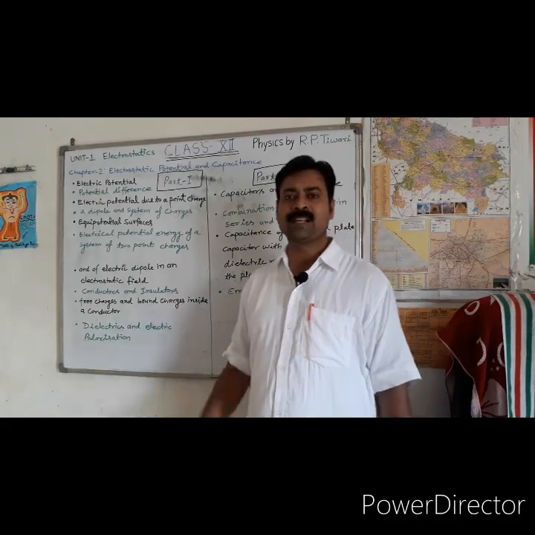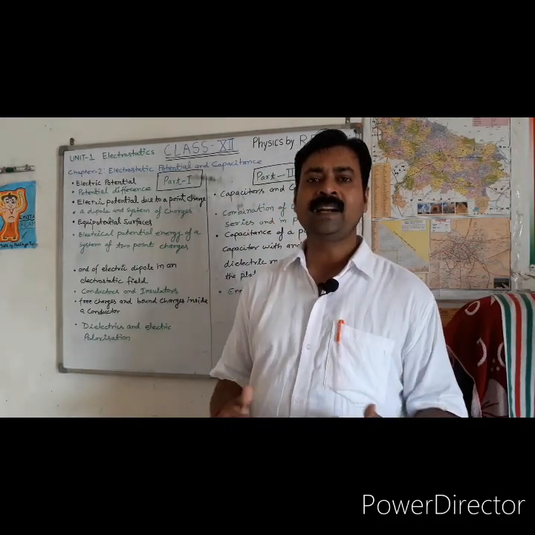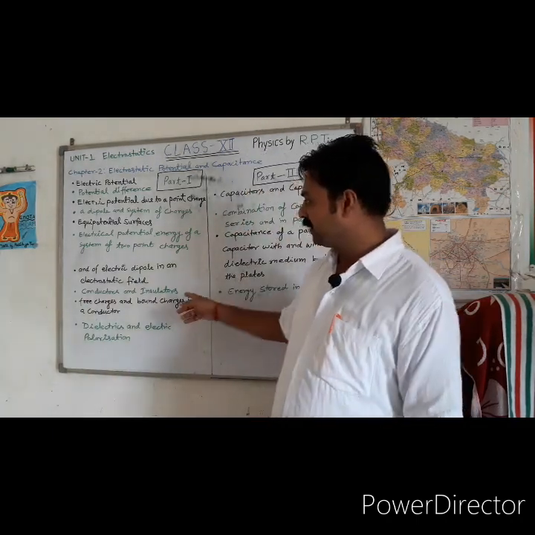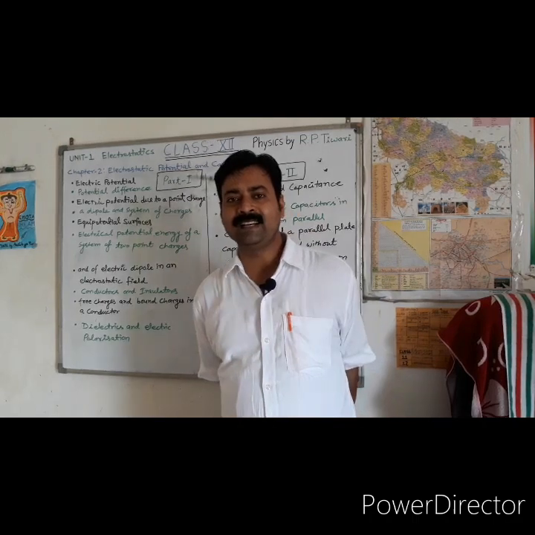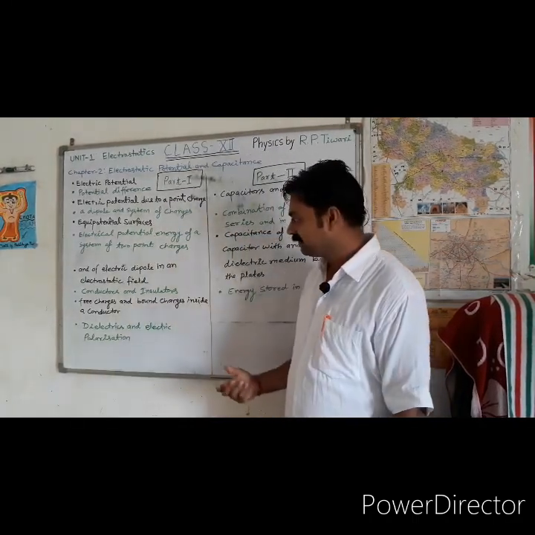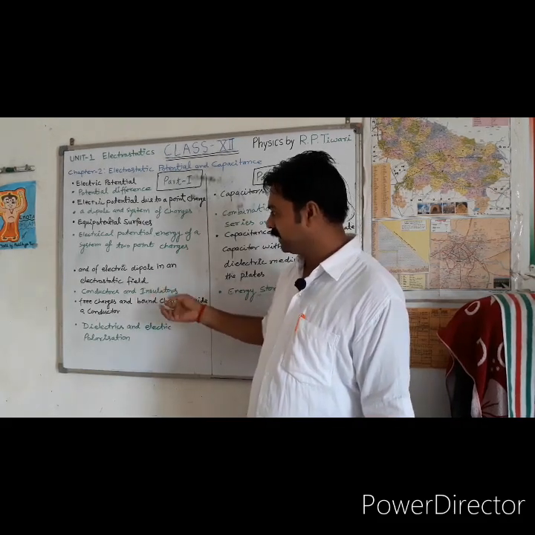Insulators are those substances which do not pass current, do not allow the charges to flow. Examples of insulators are wood, plastic, rubber, cotton, glass, etc. We will study about this in detail.